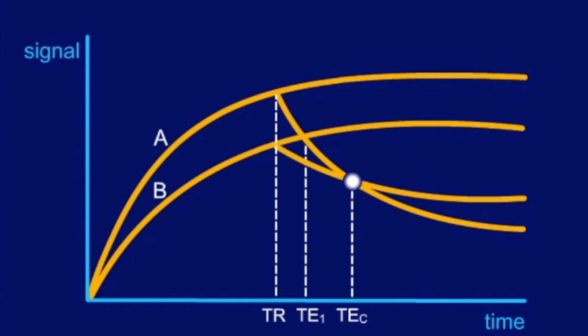Thus, you might be unlucky and choose a pulse sequence with just those imaging parameters that do not allow tissue differentiation, which is the reason for performing two different examinations with different T1 and T2 weightings. With a TE beyond the crossing point, TE2, tissue A will have a lower signal than tissue B.